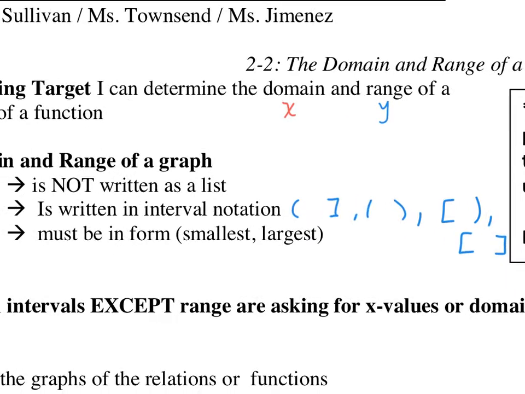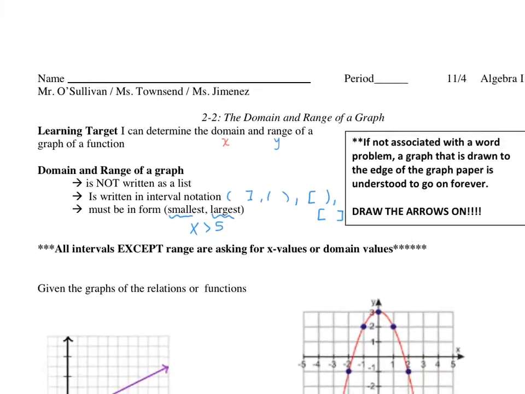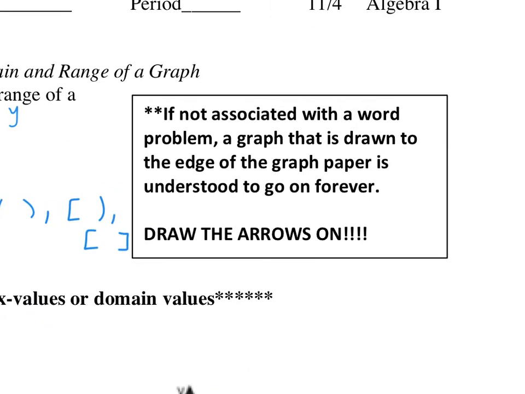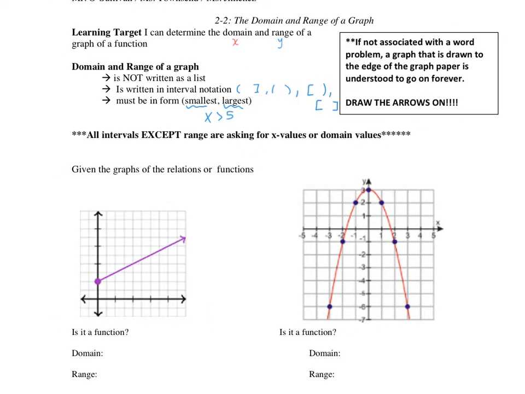You can also write it as an equality notation, like say x is greater than 5, and you always need to start small and go large. So if it's not associated with a word problem, a graph that is drawn to the edge of a graph paper is understood to go on forever and ever and ever. Just draw your arrows on. All intervals except the range are asking for your x values or domain values.